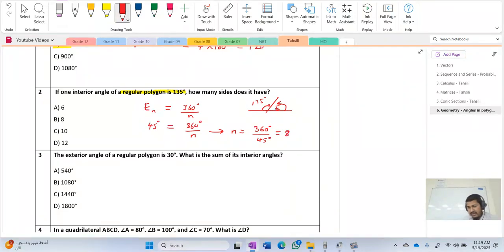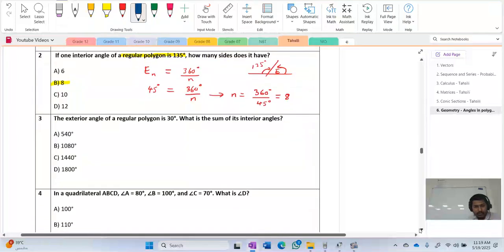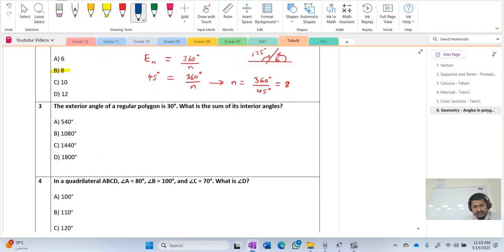The exterior angle of a regular polygon is 30. What is the sum of the interior angles? So exterior angle is equal to 360 divided by n. We're already given the exterior angle is 30 degrees. So n is equal to 360 divided by 30. We need to figure out how many sides this regular polygon has.